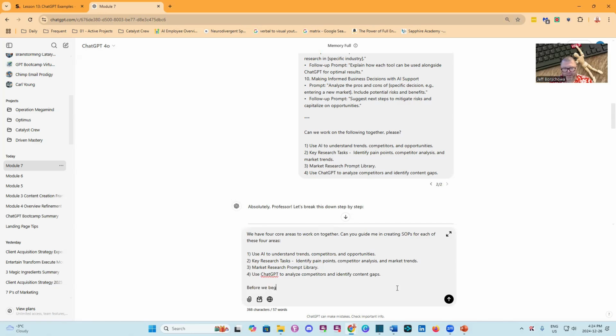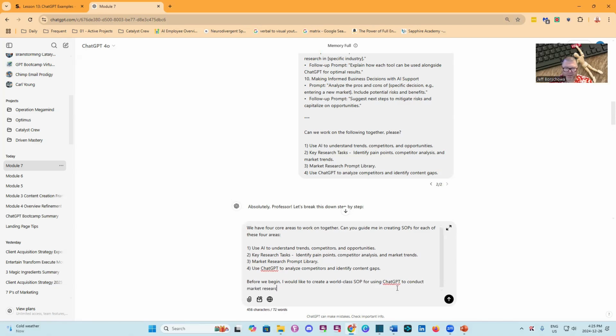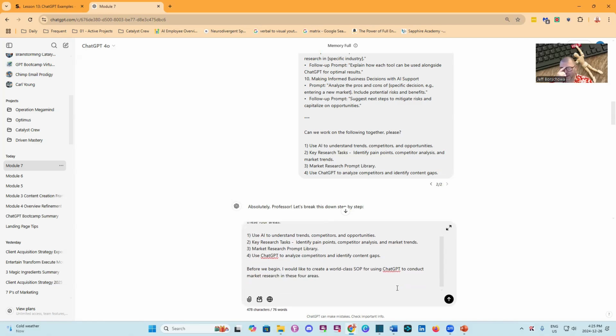Before we begin, I would like to create a world-class SOP for using ChatGPT to conduct market research in these four areas. You're going to see a theme here, so spoiler alert. What categories of experts can assist me with creating this SOP?